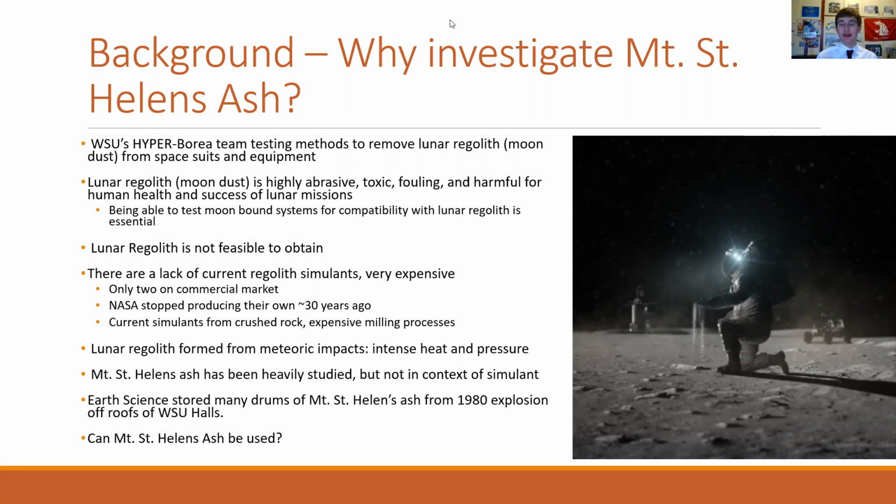The lunar regolith formed by meteoritic impact. So when meteorites hit the moon, they create this intense heat and pressure situation and shoot out all these very small particles of lunar regolith. That is very similar to how the Mount St. Helens ash was created, right? There was a volcanic explosion here in the Cascade Range of Washington, where Mount St. Helens exploded in 1980, 40 years ago, and let off these very small particles.